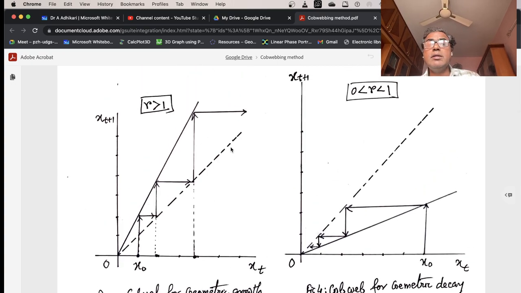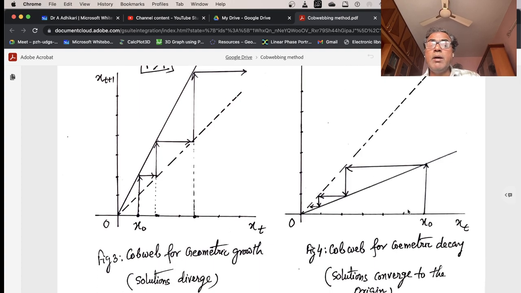But if 0 is less than r less than 1, then this is the diagonal line y equal to x, that is x_{t+1} equal to x_t, and this reproduction line is x_{t+1} equal to r x_t. So if x0 is the initial value, first we go vertically up to the reproduction line, then horizontally to the diagonal, then vertically downward to the reproduction line, and so on. The equilibrium point is the intersection of the diagonal and the reproduction line. So the cobweb for the geometric solution converges to the origin. Here the origin is a stable equilibrium, and when r is greater than 1, the equilibrium point is unstable because the solutions diverge to infinity.